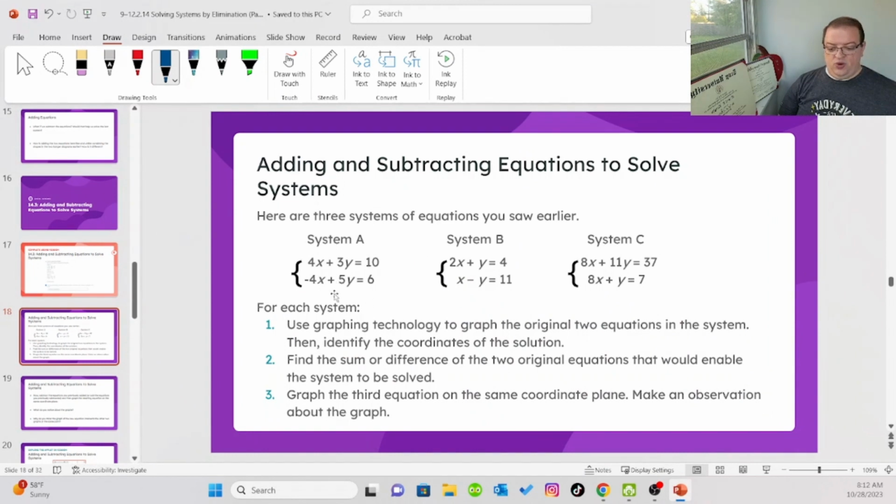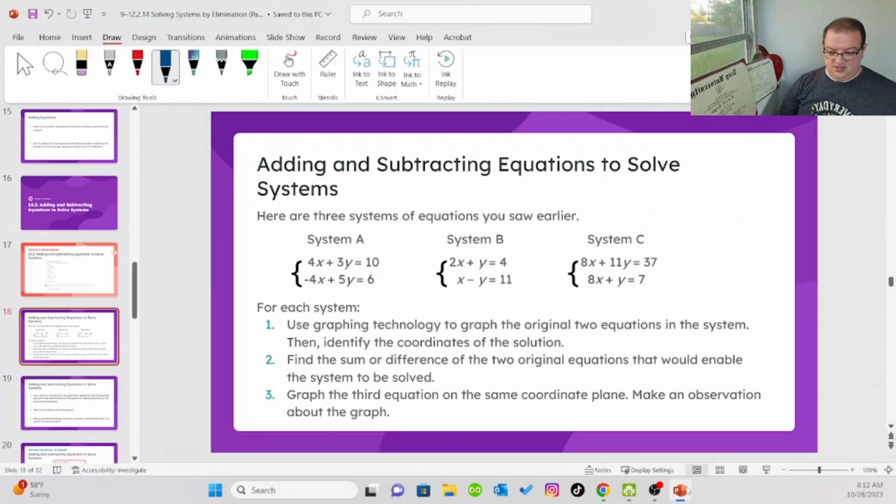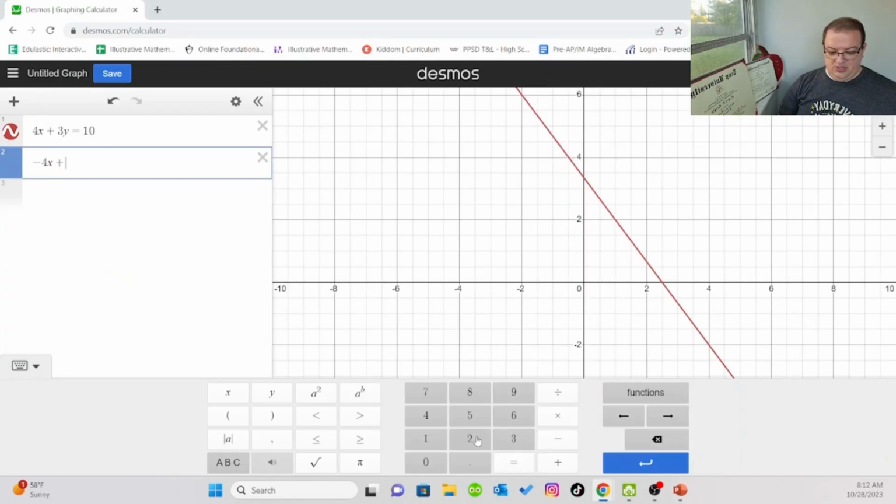Now we want to graph the bottom equation. Negative 4x plus 5y equals 6. So we click in a new row, and we have negative 4x plus 5y equals 6. And this is showing that every single point pair on the blue line makes the second equation true.